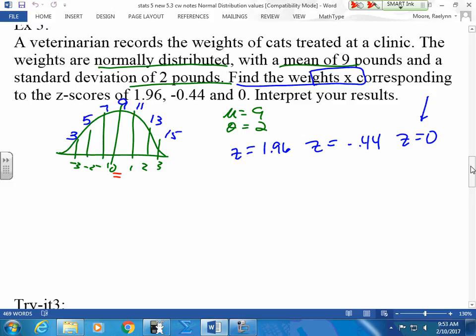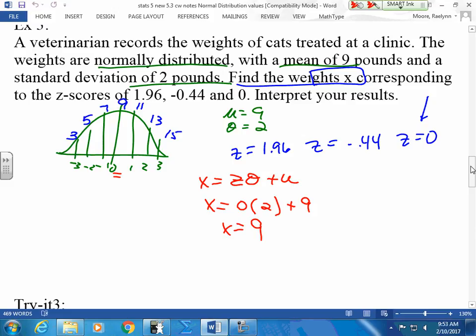Okay, the z-score is 0. We can obviously see what the weight is going to be, right? What's the weight when the z-score is 0? So let's see if that is true when we use your formula. We take the z-score, which we gave you, times the standard deviation plus the mean. Isn't that an x of 9? You can see that from your chart as well, because we're smack in the middle.